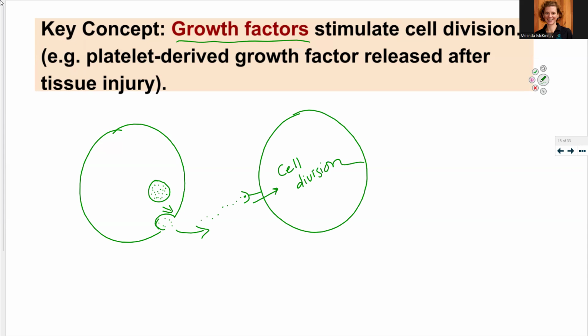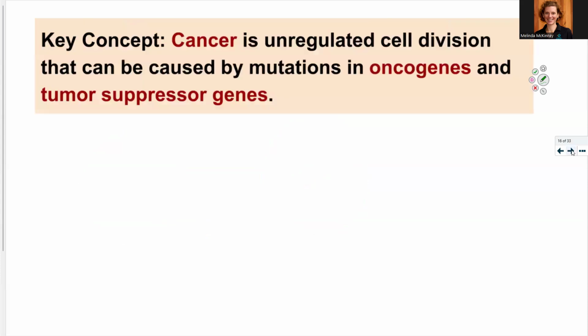An example that I would like you to know is platelet-derived growth factors. So that's after you have a cut, any sort of tissue injury, those cells are going to secrete often platelet-derived growth factor that's going to indicate, wow, we need to rebuild the tissue in this area really quickly and heal this wound. The last slide for this section is on cancer, so a slightly different topic.